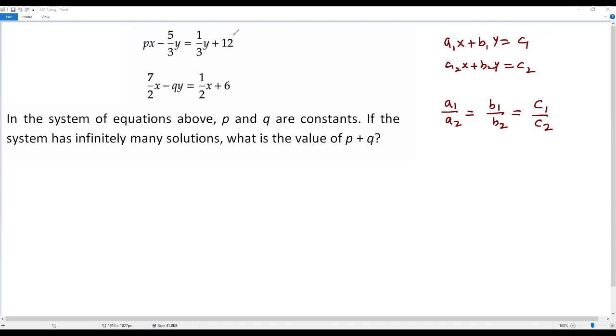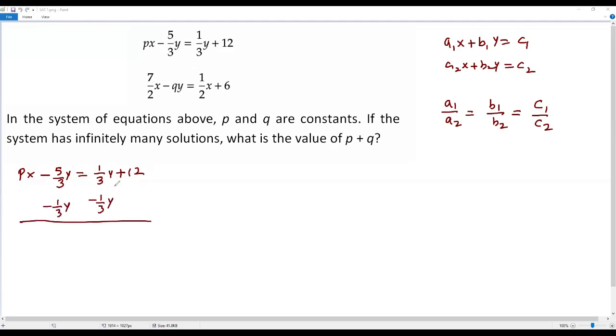Okay, here when I consider the given system, both the equations are not in standard form. Here we have an x term and y term in the first equation on the left side, and on the right side we have a y term. So to get the first equation in standard form, we have to get rid of this y term. Let me write the first equation, that is px - 5/3 times y = 1/3 times y + 12. To get rid of this 1/3 y, let me subtract 1/3 y from both sides.